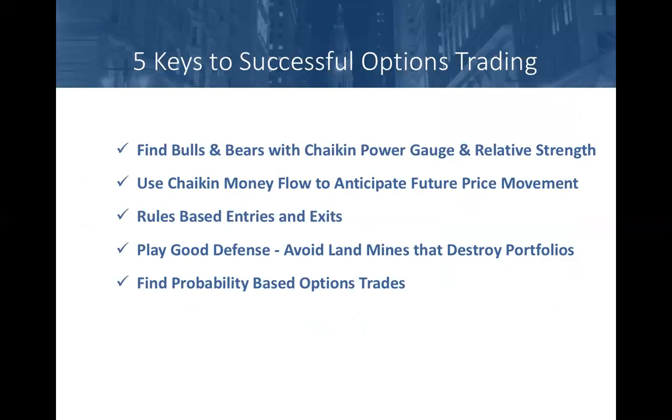So in today's webinar, we're going to be talking about 5 keys to successful options trading. Finding the right stocks to trade on the long side or the short side with puts and calls, using the Chaikin Power Gauge rating to assess the fundamental potential of a stock, and our unique way to look at relative price strength to the market. That's that combination of fundamentals and technicals. We're going to show you a very special way to use Chaikin money flow which anticipates future price movement. I'm going to show you a few examples of that.